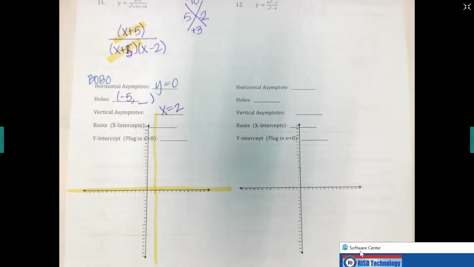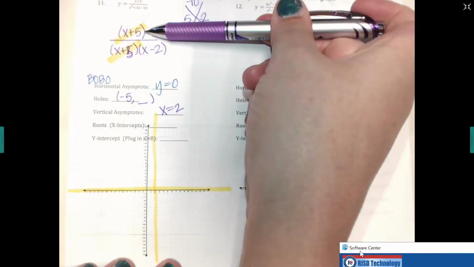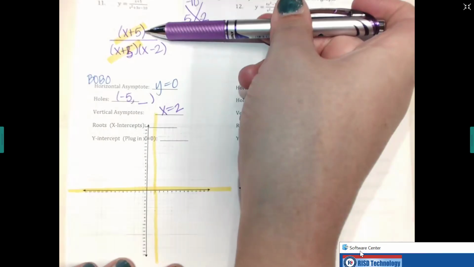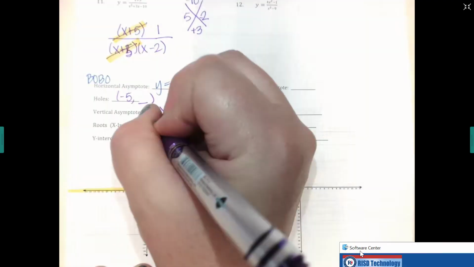My x-intercepts are x's left on top. Do I have an x left on top? No, now I had an x on top, but it's gone. Also, real quick, what do you need to leave on top as a placeholder if the only thing that was up there crossed out? You need to leave a 1. So remember, you have to leave something on top, leave a 1 there. Okay, but I'm going to have none for x-intercepts because I didn't have any x's stay on top. Same goes for the bottom.